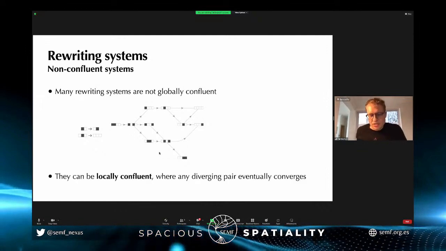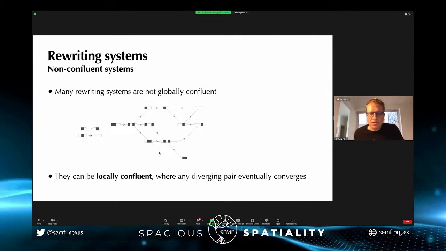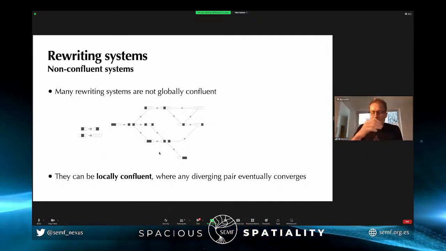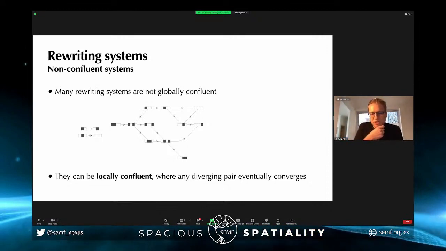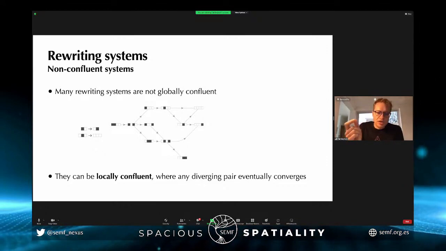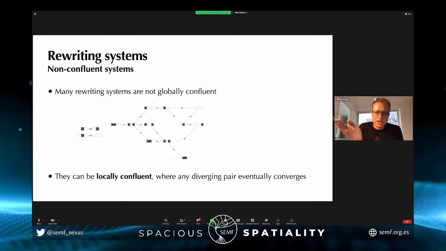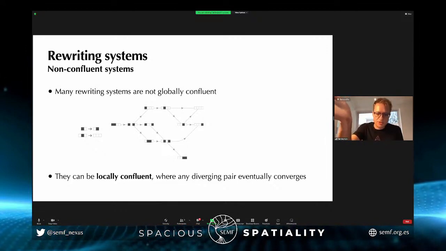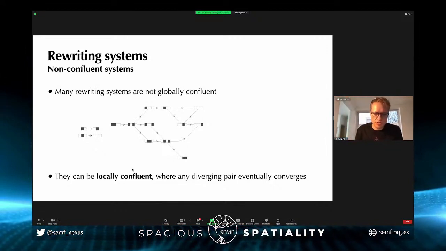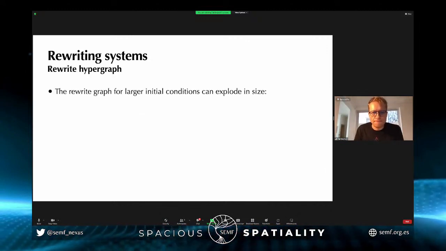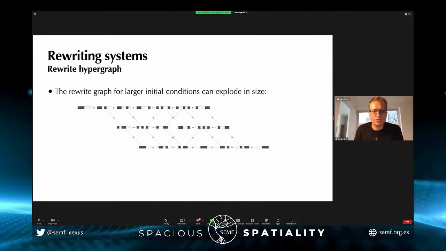But we can have systems that are locally confluent, where even if they can have multiple end states, actually, they necessarily have to be infinite. If you wait long enough, any given choice that you made early on about which rewrite rule to apply can eventually be made to not matter if you choose the right subsequent rewrite rule. So that's called a locally confluent rewriting system. Now, interestingly, these form a hypergraph.